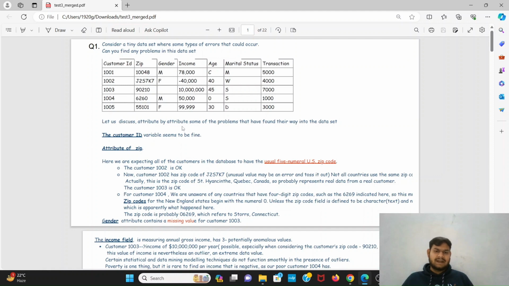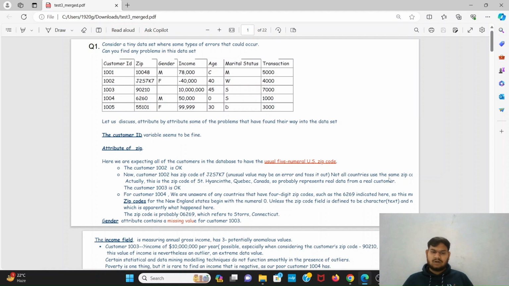Let us discuss, attribute by attribute, some of the problems or errors that have found their way into the data set. The customer ID variable seems to be fine. Attribute zip: here we are expecting all of the customers in the database to have the usual 5-numeral US zip code. Customer 1001 is okay. Now customer 1002 has zip code J2S7K7. Unusual; it may be an error, or we may toss it out.